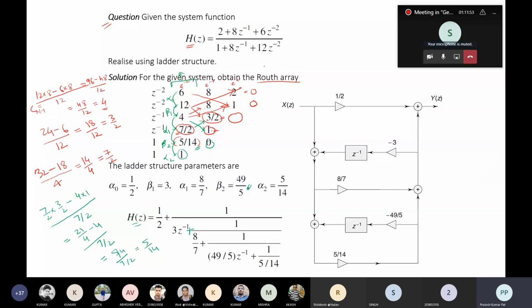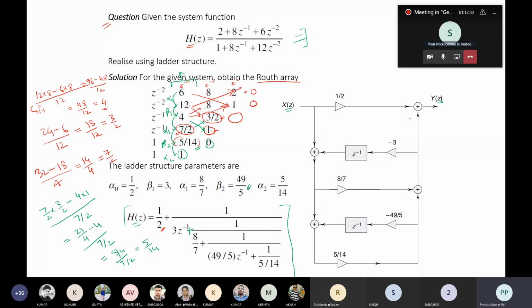So this H of z that is given here will be expanded to write in the form of the ladder. So this is the ladder form structure. So once we have written this, we can represent it in terms of its structure. So the input will be X of z, output will be Y of z. Okay. So once we know the input and output and other coefficients, we have to multiply X of z to Y of z divided by the 1 by 2 coefficient. Okay, alpha naught.